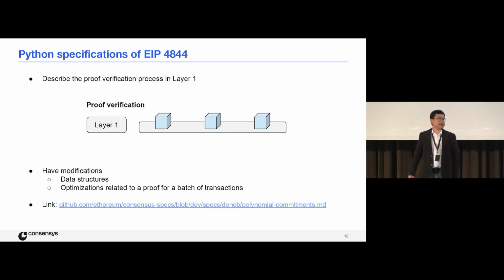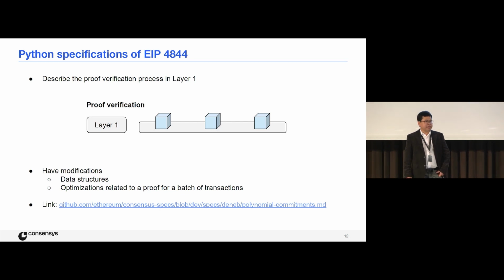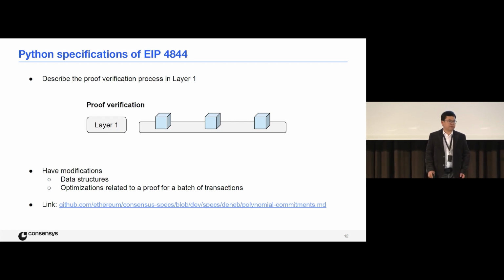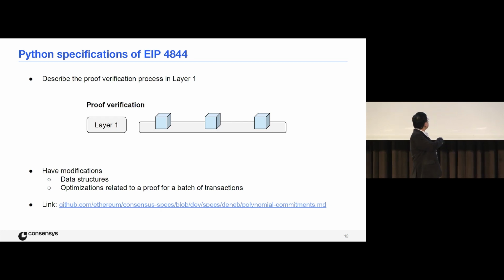Okay, now we go to the second component: the Python specs for EIP 4844. Recall that the Python specs describe the proof verification process in layer 1. However, these specs have a lot of modifications, for data structures in this EIP, and also some optimizations related to the proof for a batch of transactions. Therefore, the Python specs look very different from the pseudocode. You can see the link on the slide. This is for our Python specs.